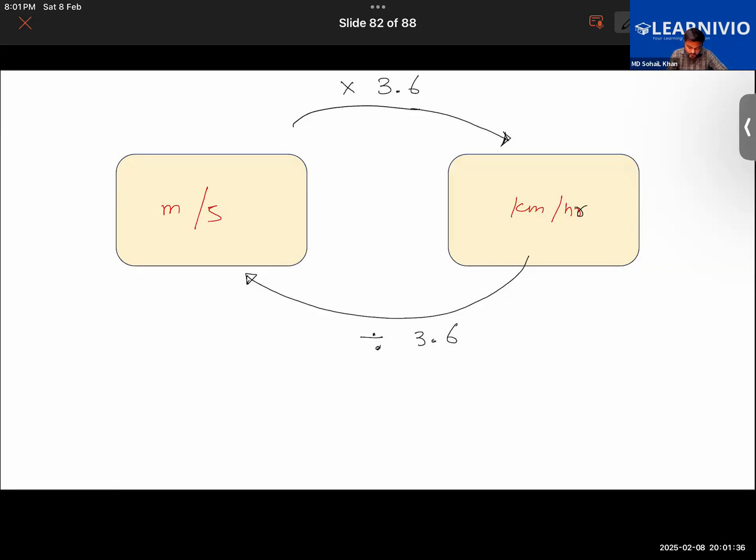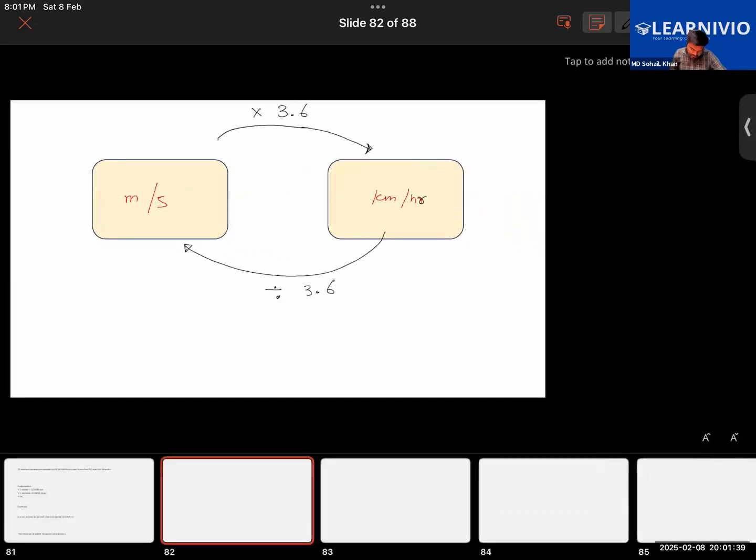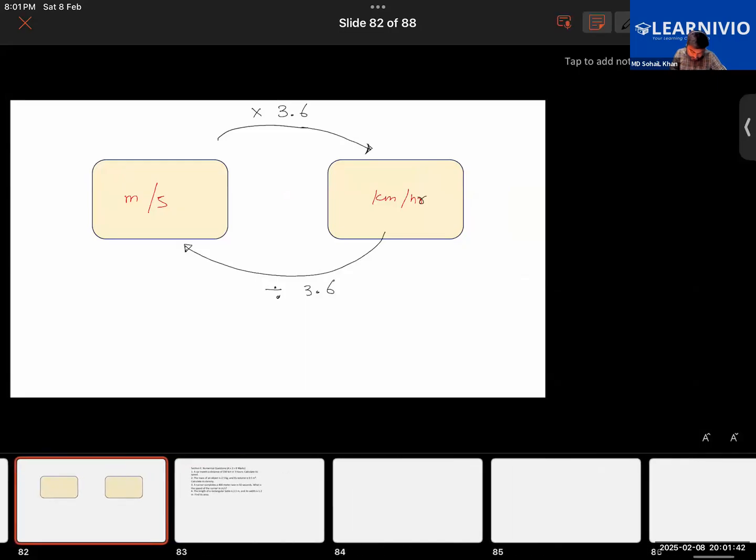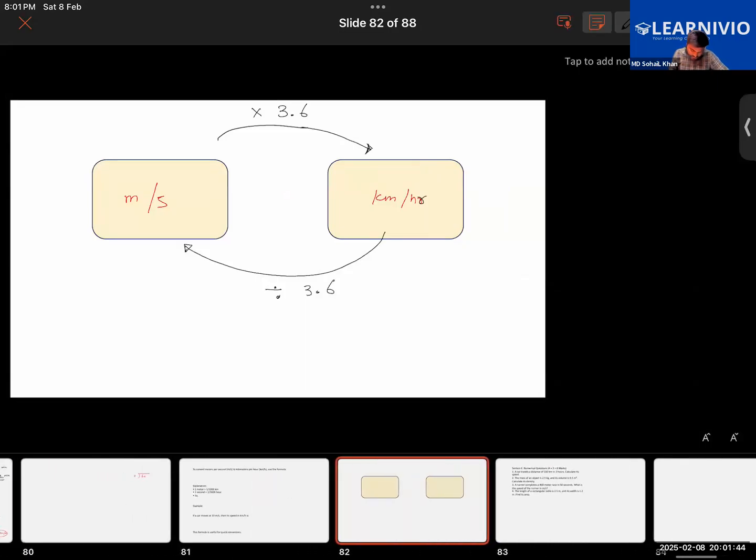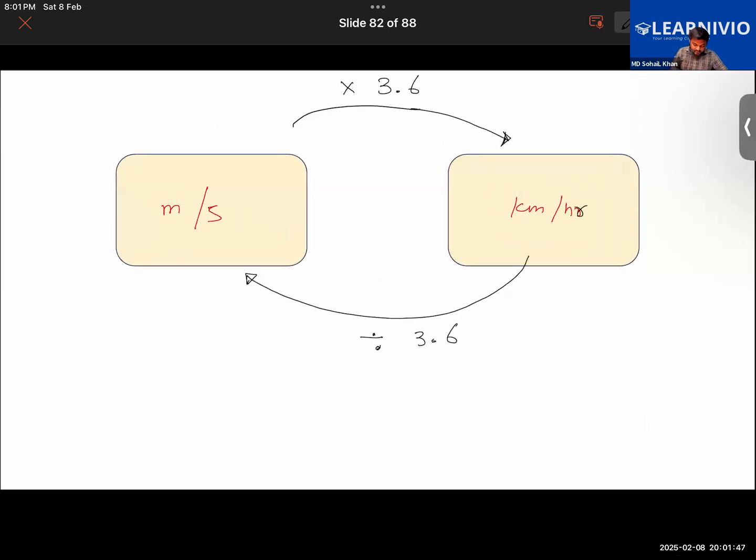Fatima, you? Meanwhile, you guys answer these questions also. 1 kilometer is equal to how many meters? 1,000 meters. Repeat again. One kilometer equals how many meters? Yeah, Fatima, Razan.